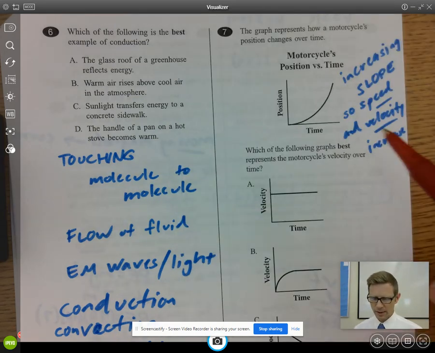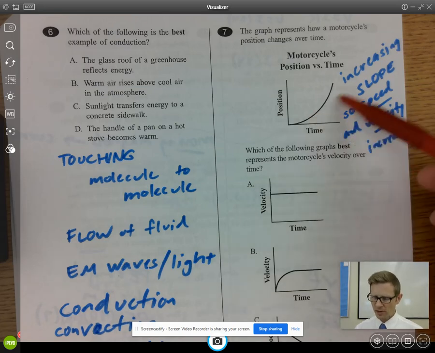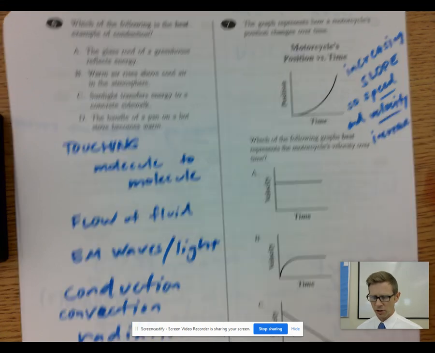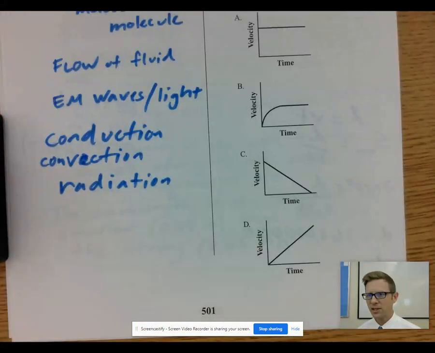Number 7. When I look at this, I see an increasing slope, so I know the speed and velocity are increasing, and there's only one choice where it is increasing its speed or velocity. That's choice D.